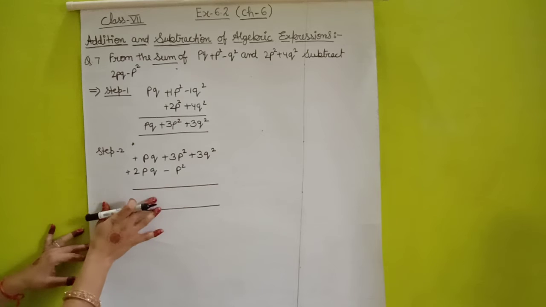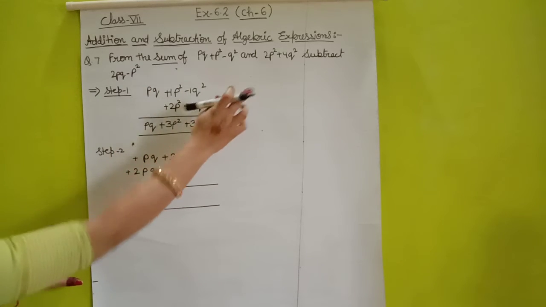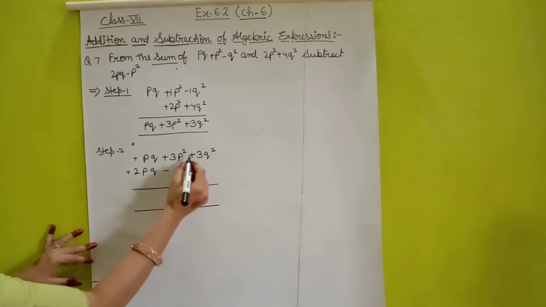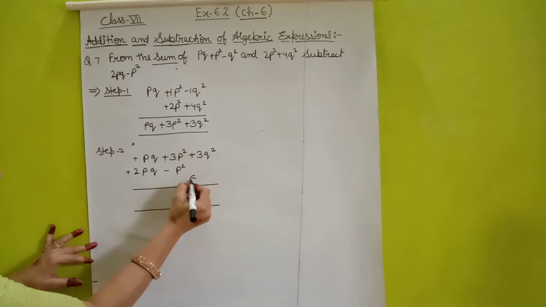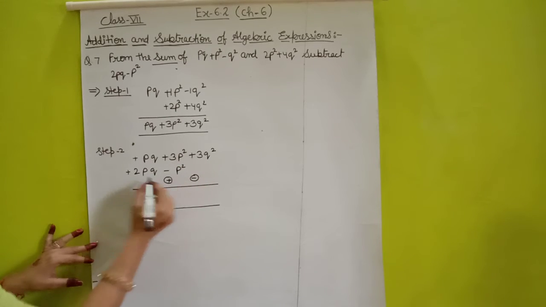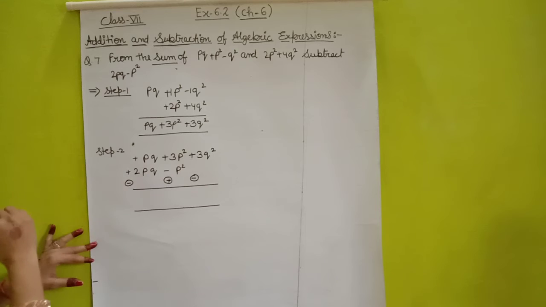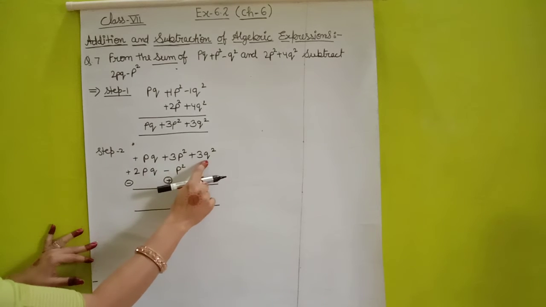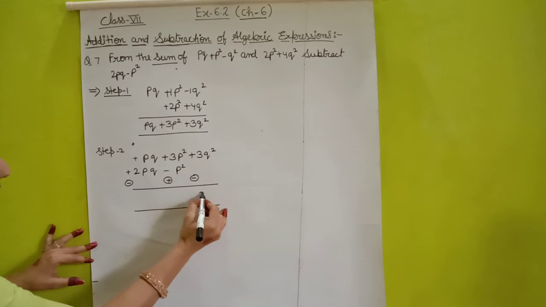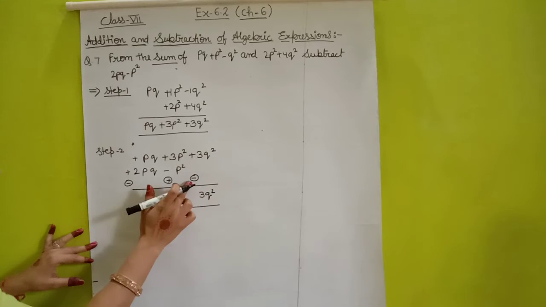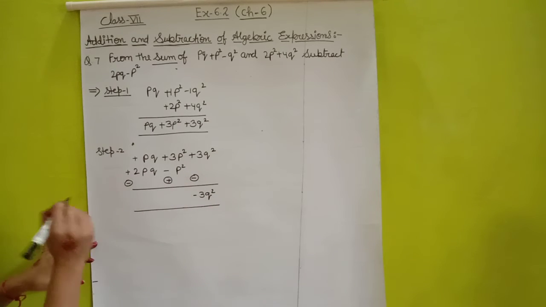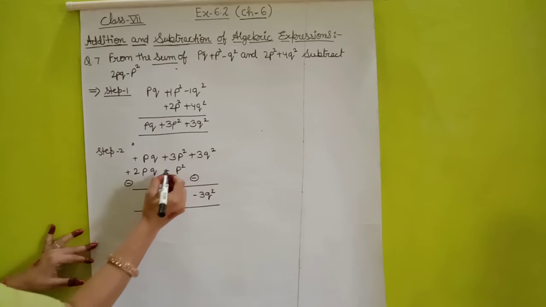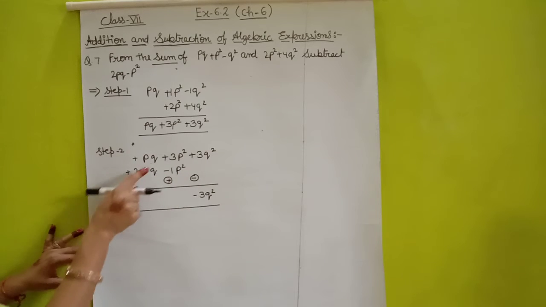So now we will subtract, because we are to subtract now. So we will change the sign. This is the plus sign, so it will be minus. This is minus sign, it will be plus. This is the plus sign, it will be minus. Now 3q square and downside nothing is given, so it will come as it is, 3q square with new sign, minus sign. Okay.